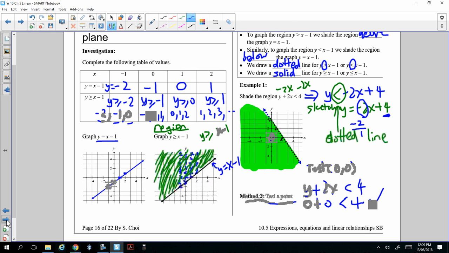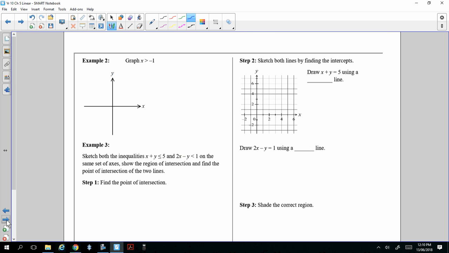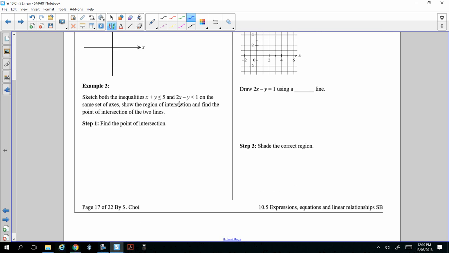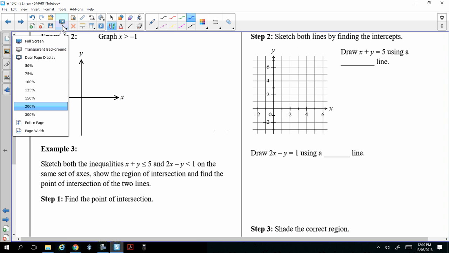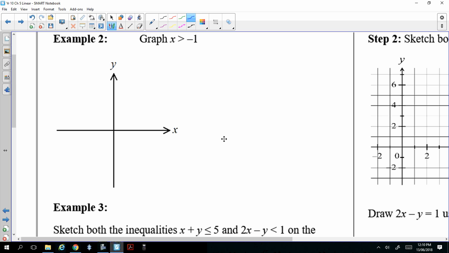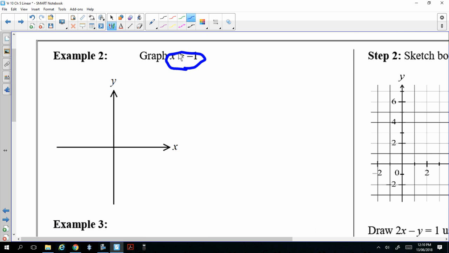All right, next. We've got more questions. Let's try this question. This is an easy line, x greater than -1. So what you do is draw the vertical line x = -1 using a dotted line. Find -1, it is a vertical line. Dotted line like this.